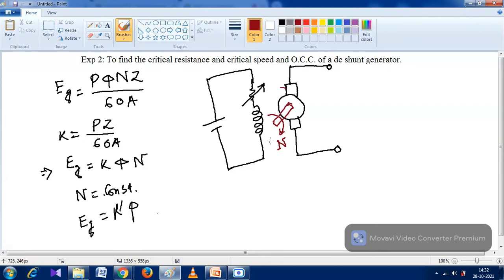The basic difference between a separately excited generator and a shunt generator is that in a shunt generator, the voltage induced on the armature supplies the field. But in a separately excited generator, we do it by a separate voltage source. So this is Vf. In a shunt generator, the voltage is supplied to the field by its own armature, and we have to plot the OCC.